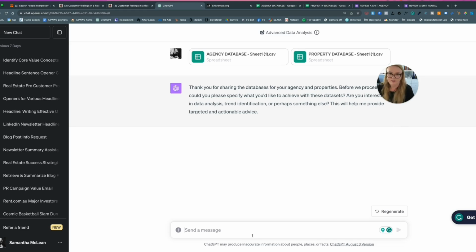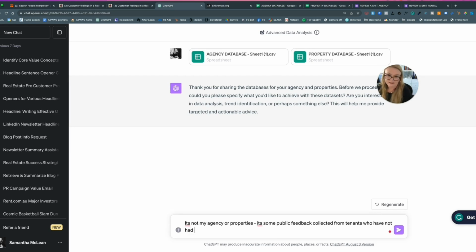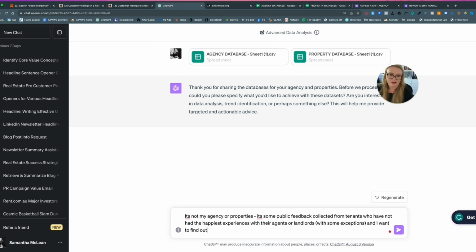First of all, I need to clear up that it's not my agency or properties. It's some public feedback collected from tenants who have not had the happiest experiences with their agents or landlords. I'm going to say with some exceptions, because there were some high ratings in these databases, and I want to find out what data says about what tenants really want.